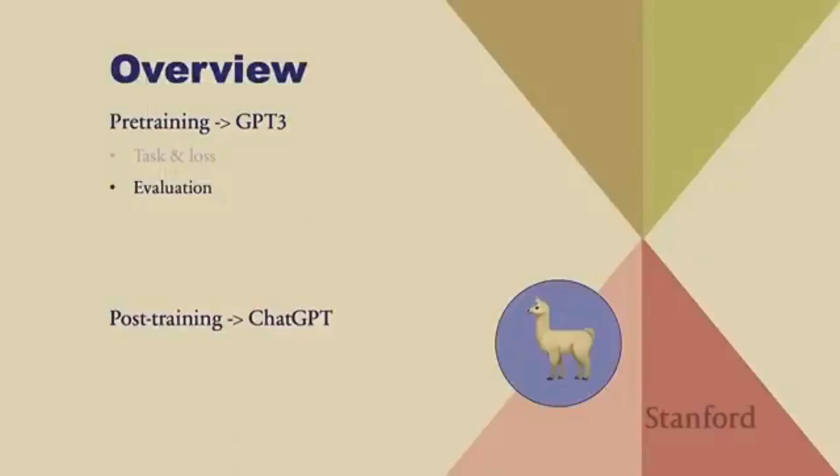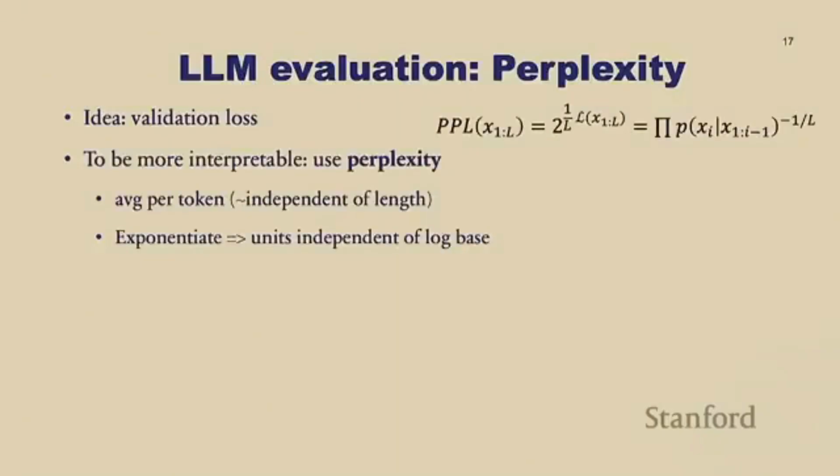Great. So we talked about the task, the loss, and the tokenizer. Let's talk a little bit about evaluation. The way that LLMs are usually evaluated is using what we call perplexity. At a high level, it's basically just your validation loss. The slight difference is that we use something slightly more interpretable: we take the average per-token loss and then exponentiate it. The reason we exponentiate is that the loss has a log inside, and one, humans are pretty bad at thinking in log space, but two, logs depend on the base of the log.